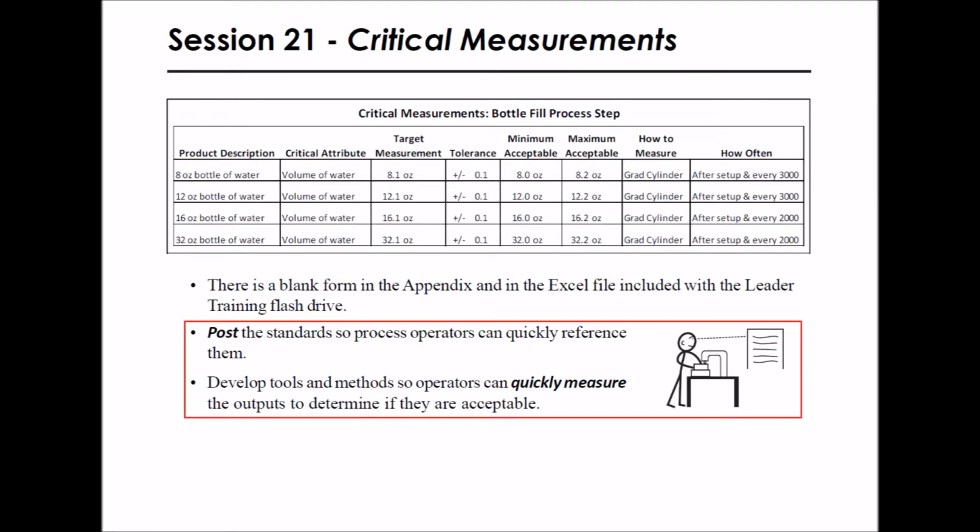The standards should be posted in a manner that allows the operators to quickly reference them. Develop tools and processes so operators can quickly measure the outputs to determine if they are acceptable. Go, no-go gauges can be a foolproof way to quickly measure the acceptability of outputs.